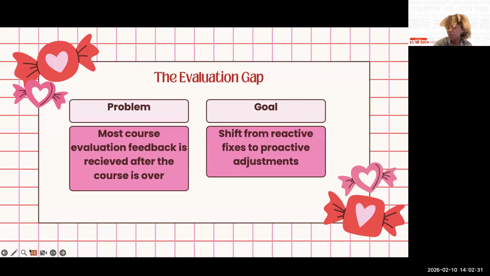So looking at the course evaluation gap, the main issue is that if we're using end of semester course evaluations, the fixes are reactive, and so we want to be more proactive and think about assessing student learning and growth in the classroom.